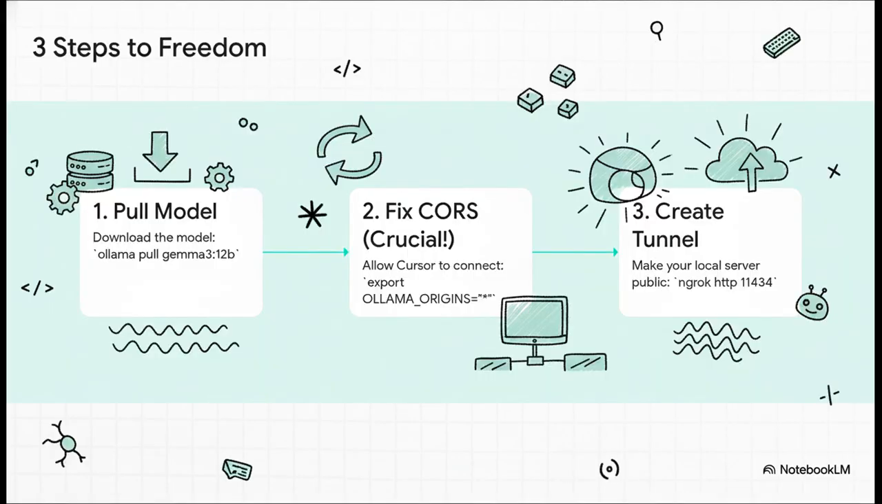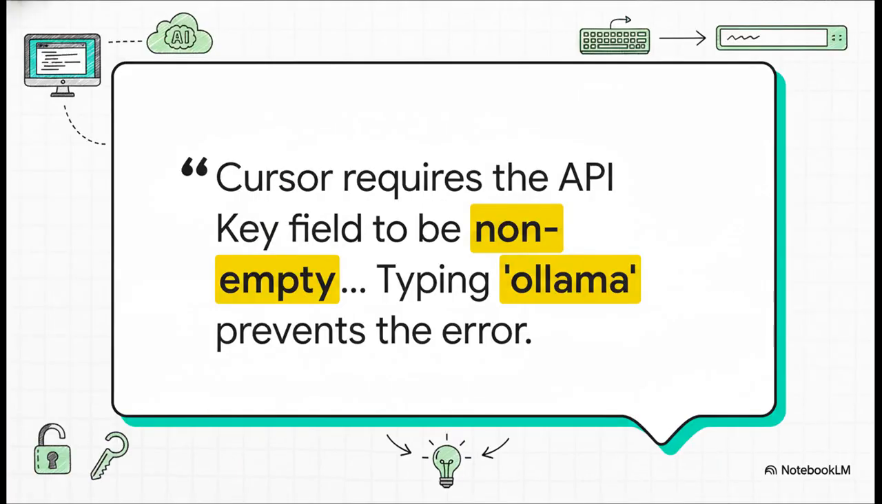It is literally just 3 lines you'll paste into your terminal. First, you pull the model with Ollama. Second, and listen up, because this is the step that almost every other guide on the internet misses, you set the Ollama origins variable to an asterisk. That one little command tells Ollama to trust the requests coming in from Cursor. And third, you fire up the ngrok tunnel. That's it. You're done.